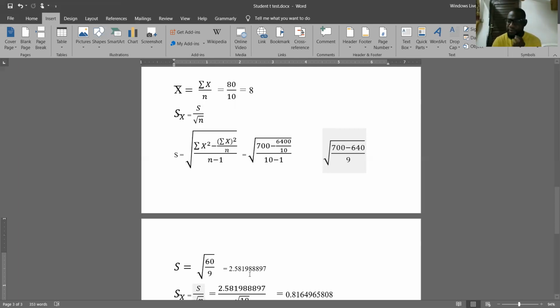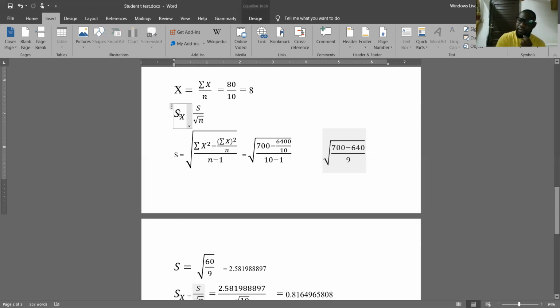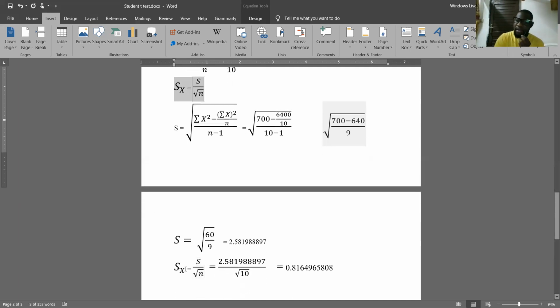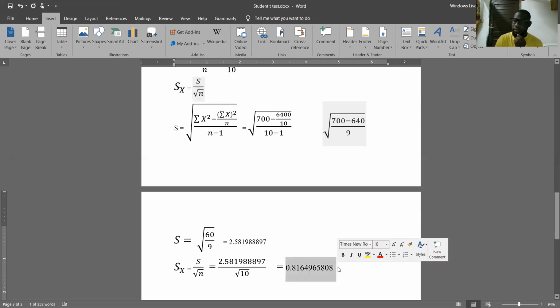So right now, you know your S value. Hence, you can go back and solve your standard error of the mean, which is S over square root of n. We know n to be the total number of people in the sample, which is 10. So it means our sample standard error of the mean will be 2.581988887 over square root of 10. And that should give you a value of this. So right now, we've been able to generate our sample standard error of the mean.